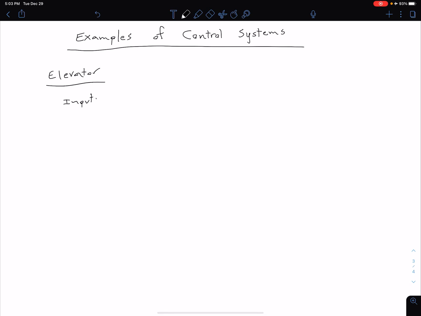So our input to our elevator is just going to be some push button, which is our desired floor. You get in an elevator and you push floor number 4 and you expect the elevator to go to floor 4. So push button for some desired floor. And then of course our output is just going to be our elevator location.